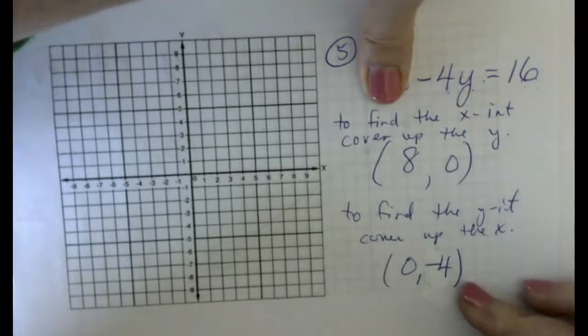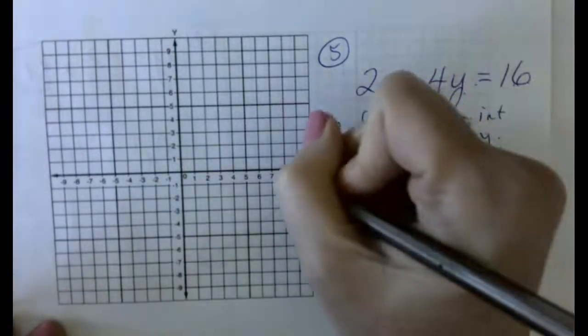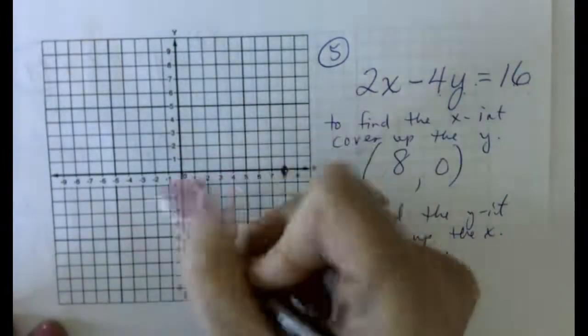So these are actually our intercepts, which are 2 points that we can easily plot. Over 8, up 0, over 0, down 4.